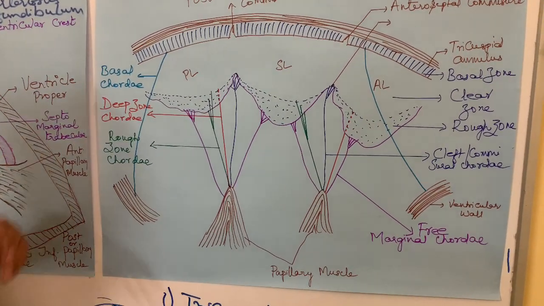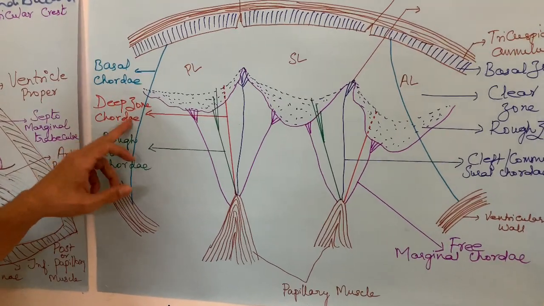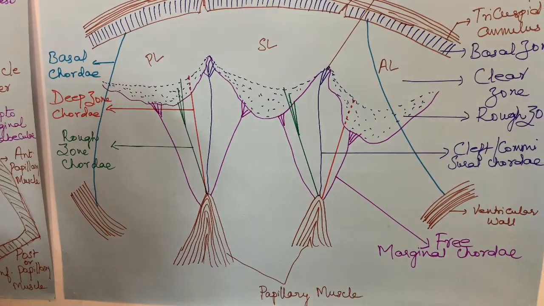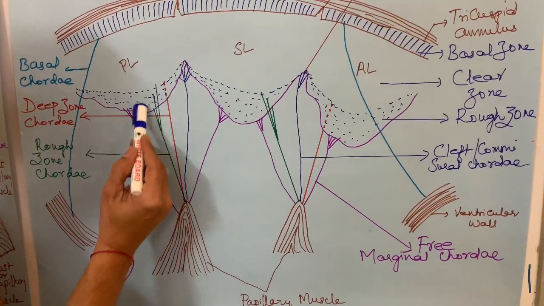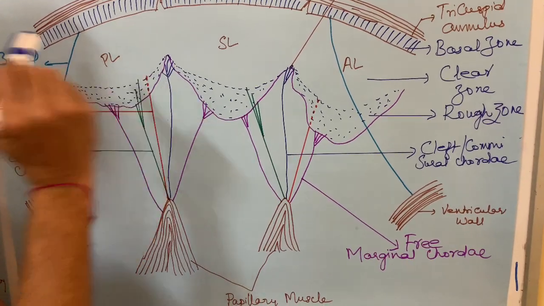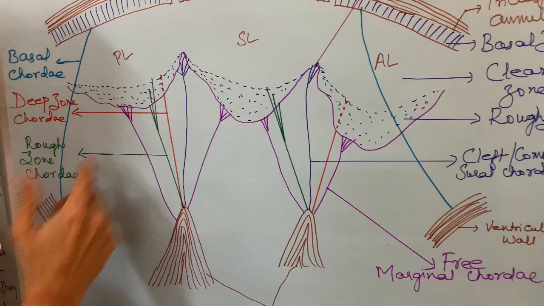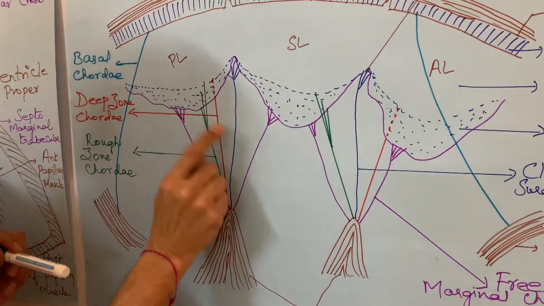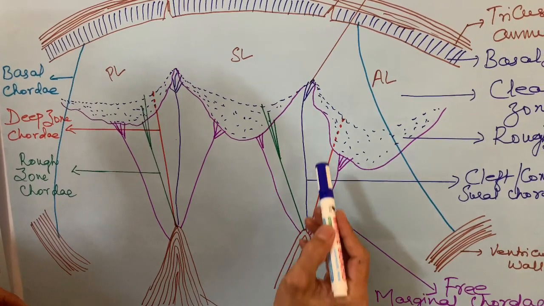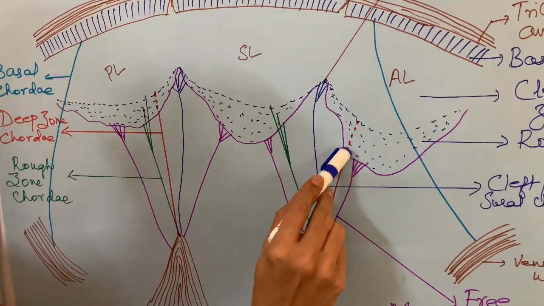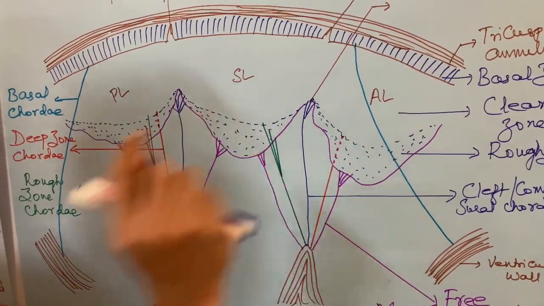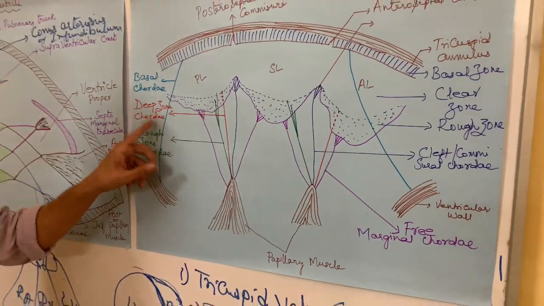Okay. Next we have deep zone chordae. This red one extends from the papillary muscle and passes underneath the rough zone and is attached to the junction of rough and clear zone from the under surface of the rough zone. That's why I have shown it here in dotted appearance. Here you can see and here also. They extend from the papillary muscle, pass under cover of this rough zone, and are attached to the junction of rough zone and clear zone. That is called deep zone chordae.